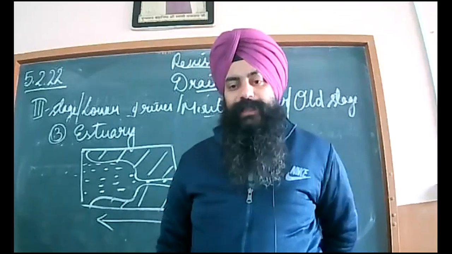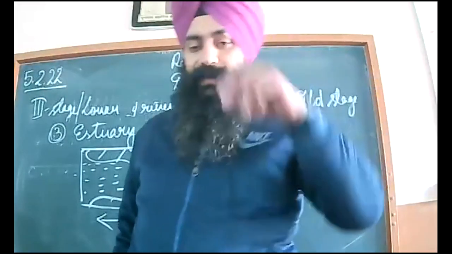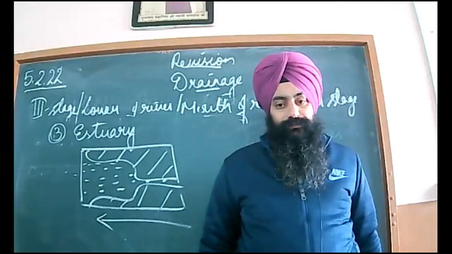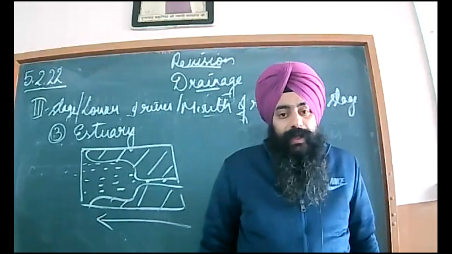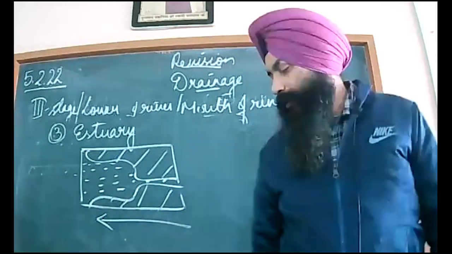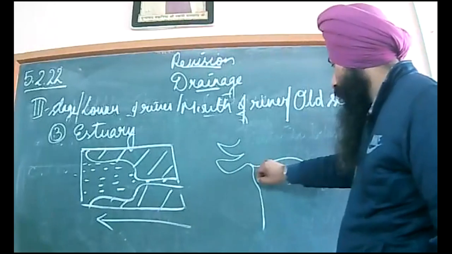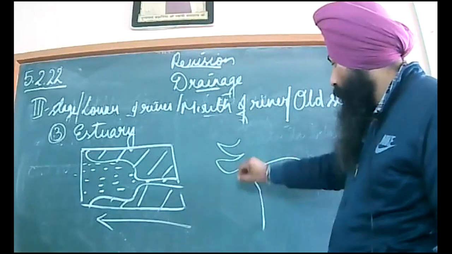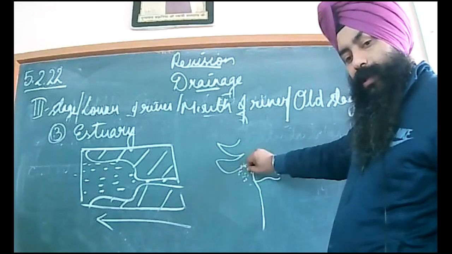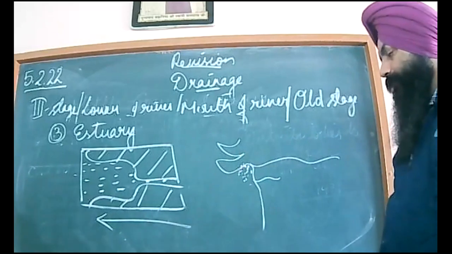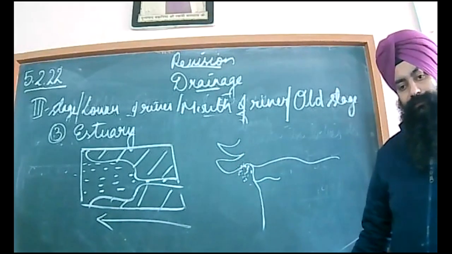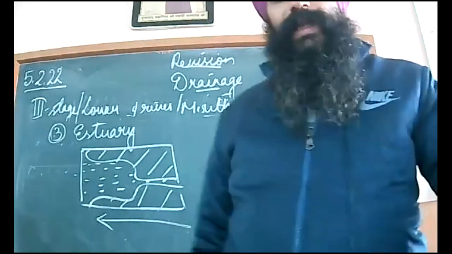Example, the Narmada and Tapi rivers make estuaries. Both of these rivers make estuaries when they fall in the Arabian Sea at the Gulf of Khambat. Clear? Next, the fourth landform, levees.